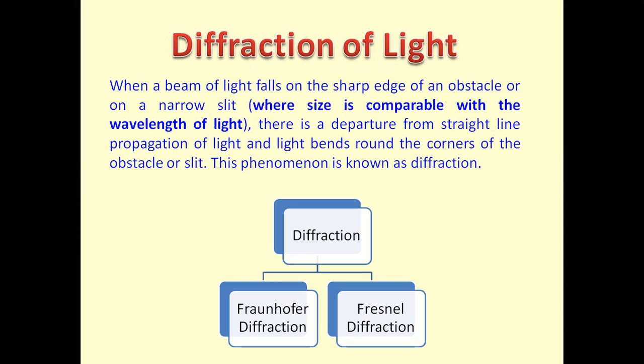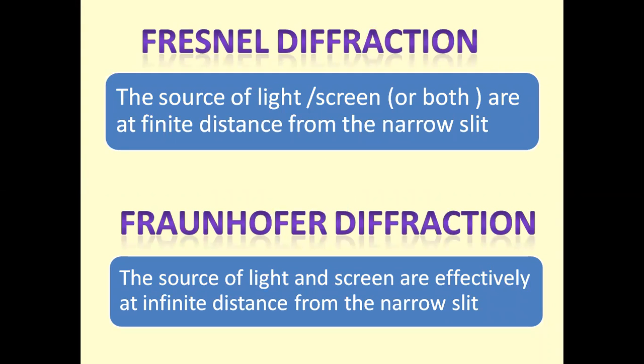So, diffraction can be classified in two broad ways. One is Fraunhofer diffraction and the other is Fresnel diffraction. What is the difference? In Fresnel diffraction, the source of light or screen or both are at finite distance from the narrow slit. Whereas in Fraunhofer diffraction, the source of light and screen are effectively at infinite distance from the narrow slit.